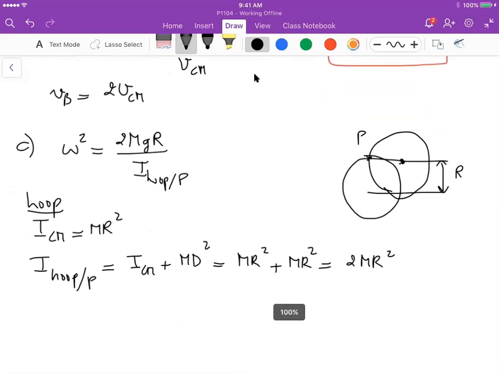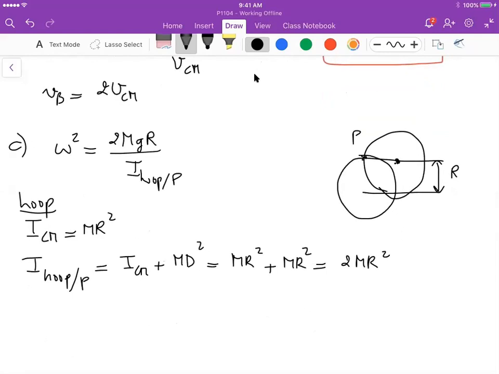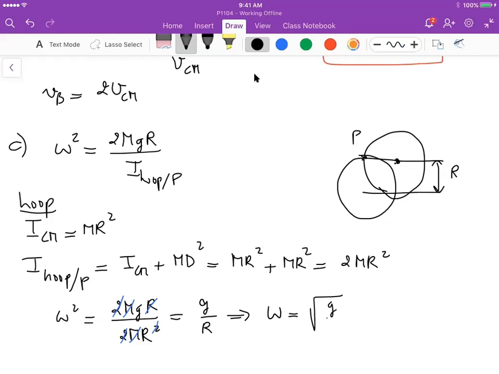And so if you replace I hoop by its expression, we end up with omega squared equals 2 times mgr over 2mr squared. And here there are plenty of terms which cancel out between the numerator and the denominator. And so we end up only with omega squared equals g over r. So we end up with omega equals square root of g over r.